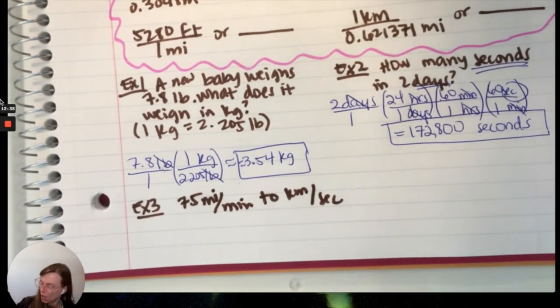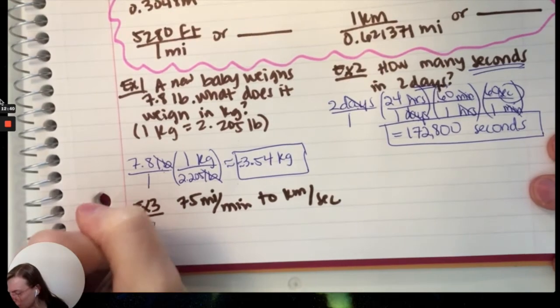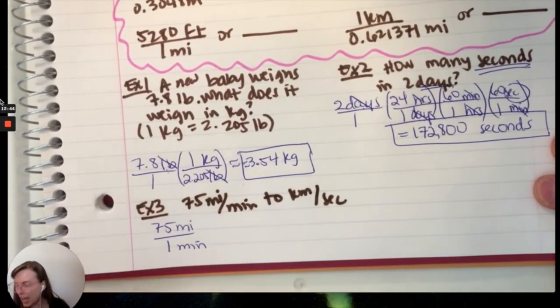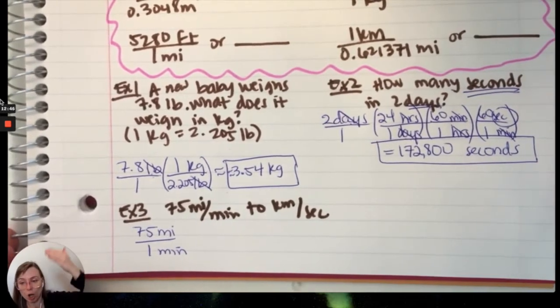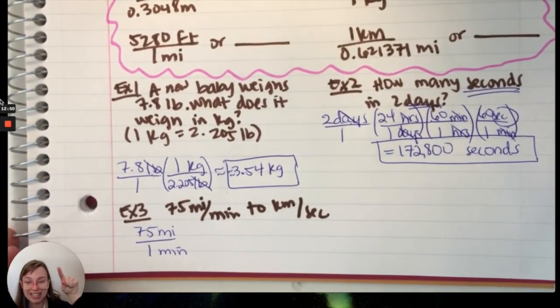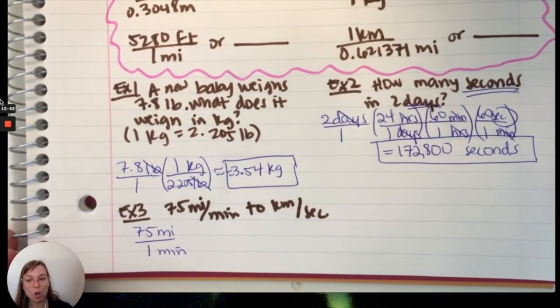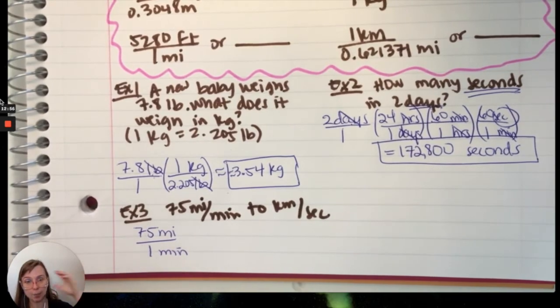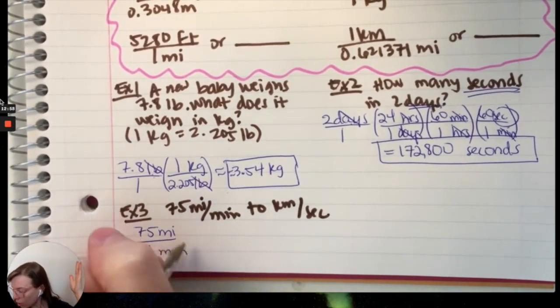Sure, why not? Okay, so I'm going to start with 75 miles over 1 minute. If it says per anything, per means that division. So now I'm going to change the miles, because that's distance, into kilometers, while also changing the minutes into seconds, because those are both time. So let's do the minutes first, because we know that one.